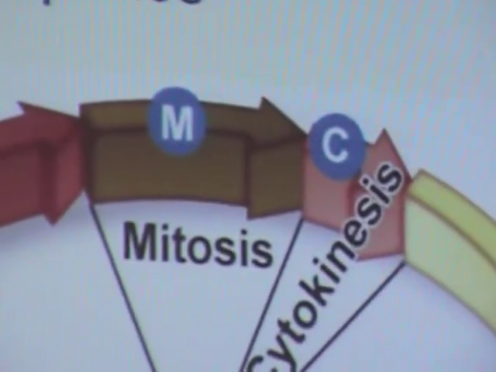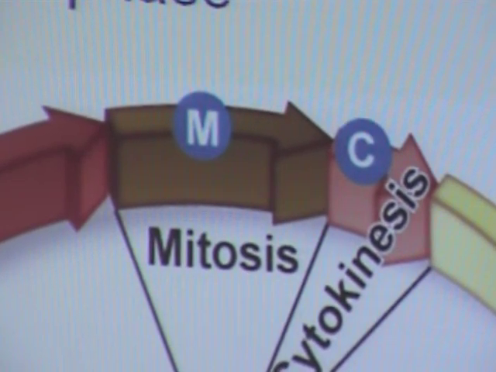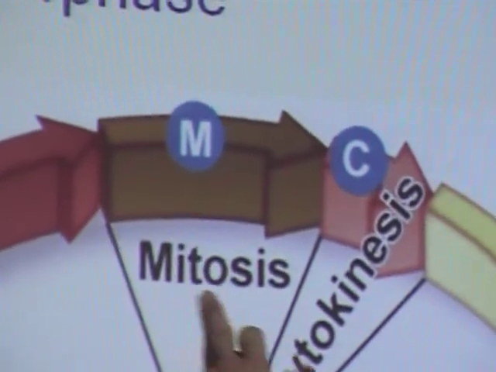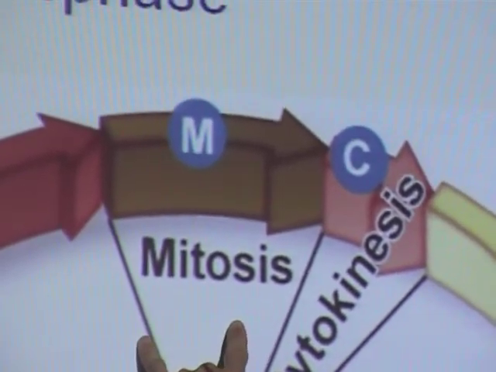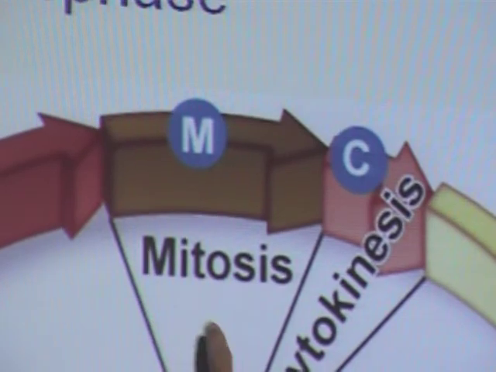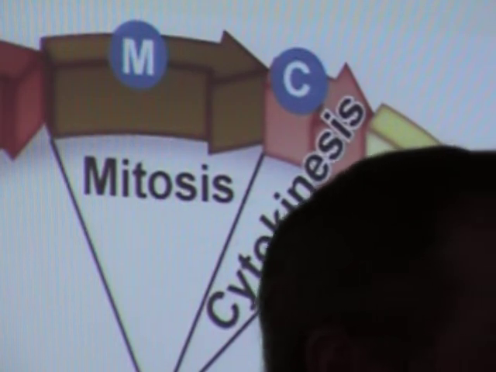Mitosis is the division of the nucleus of the cell. That's M. Mitosis. And we're going to spend all day tomorrow talking about M. Mitosis itself has four phases: prophase, metaphase, anaphase, telophase. Did y'all learn about this in life science? We sure did.